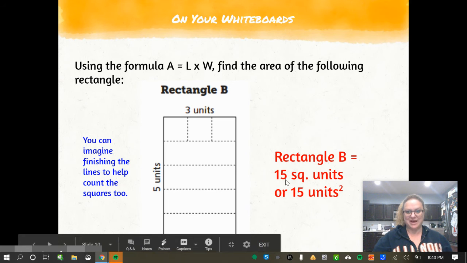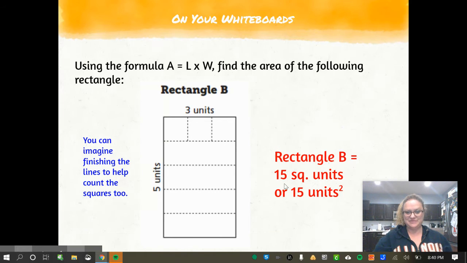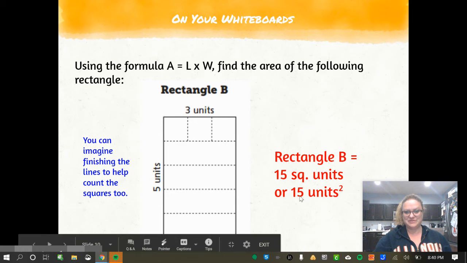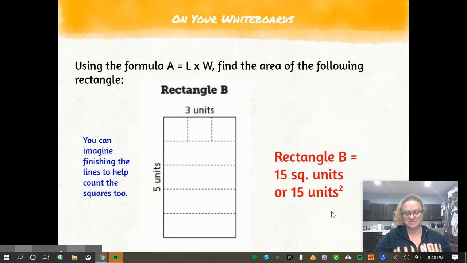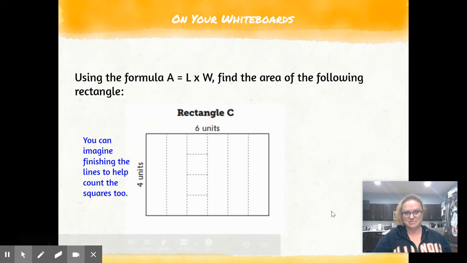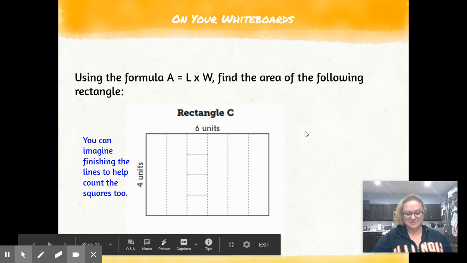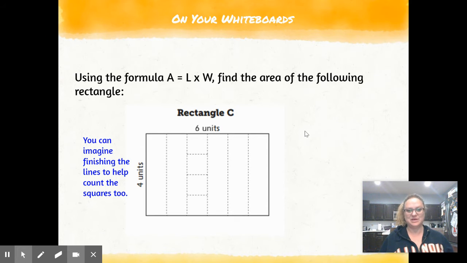All right, I hope you got that rectangle B is 15 square units, so you can write it this way. You can actually even spell out the whole word square, but you can abbreviate. So 15 square units or 15 units squared. All right, I need you to now on your whiteboard solve for this one. Again, the formula length times width or base times height. Please solve for rectangle C.